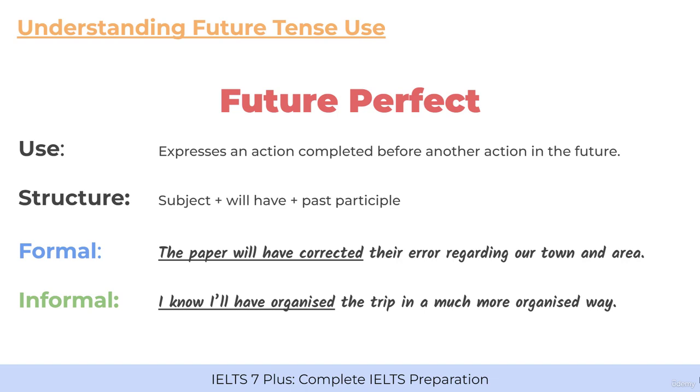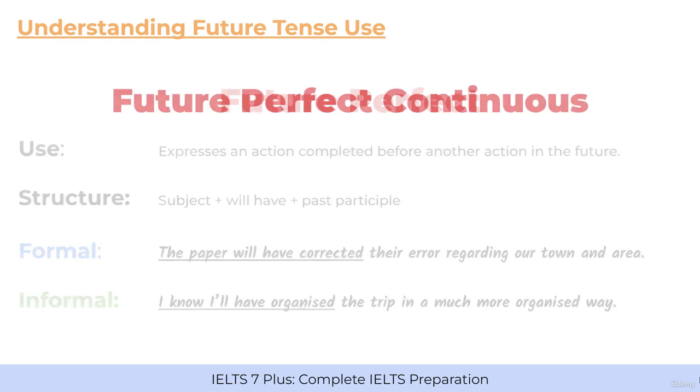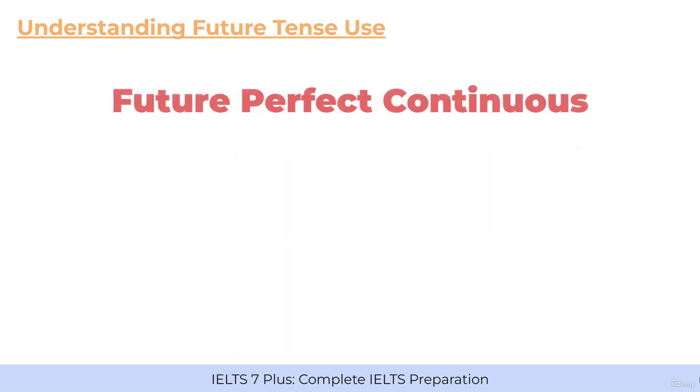There we have an example of future perfect with some contractions within that, within an informal situation. Okay, so now we're moving on to our final tense, use, structure and some examples that you can also include, if appropriate, within your letter. And that's future perfect continuous.